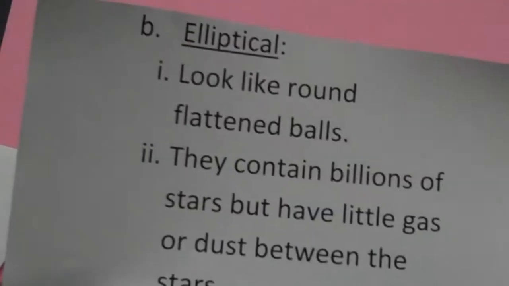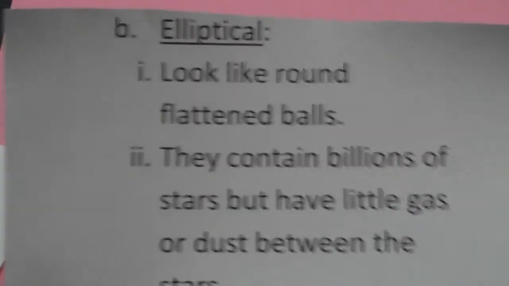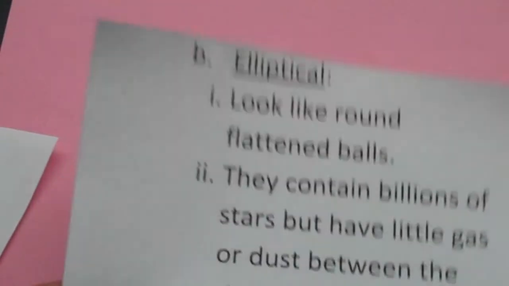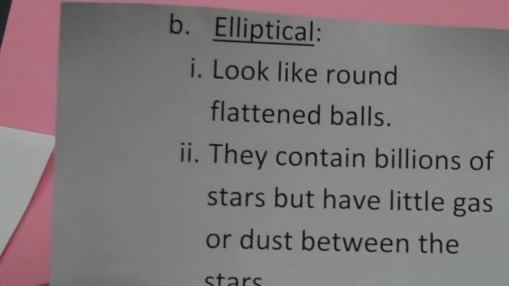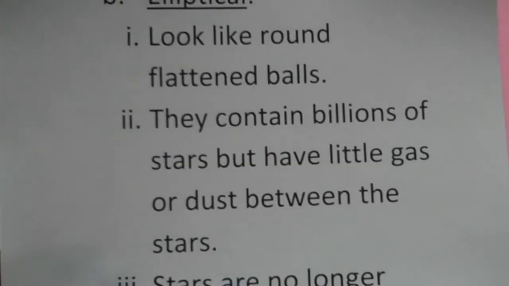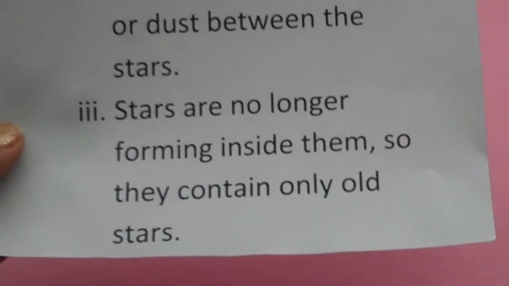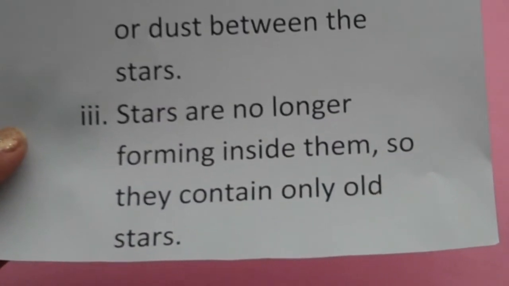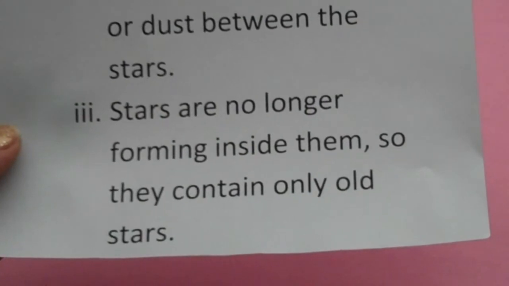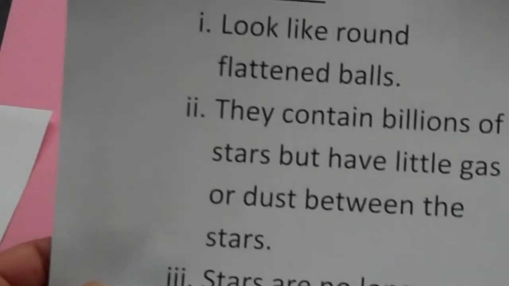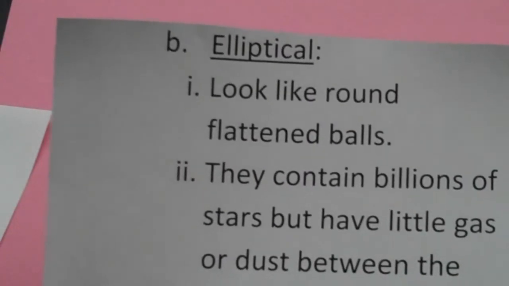A second type of galaxy is called elliptical. Elliptical looks like round, flattened balls. They contain billions of stars, but have little gas or dust between the stars. Stars are no longer forming inside of them, so they contain only old stars. In this shape, I'm going to draw at the end so you can see the difference. But for now, just take the notes.